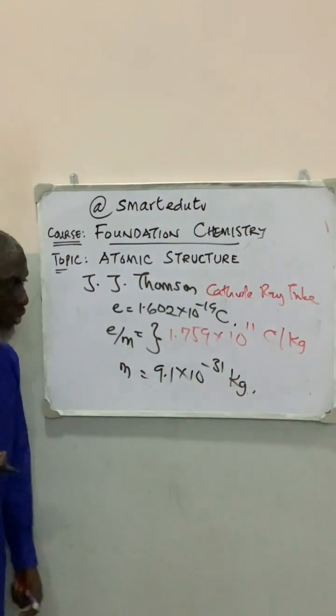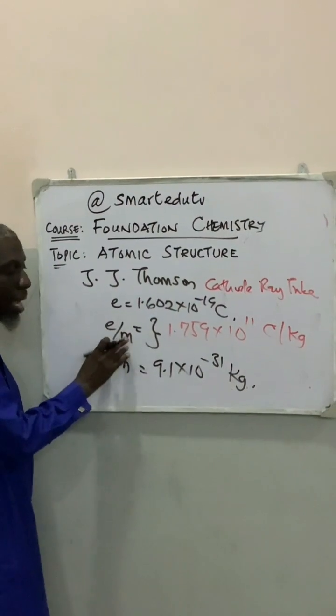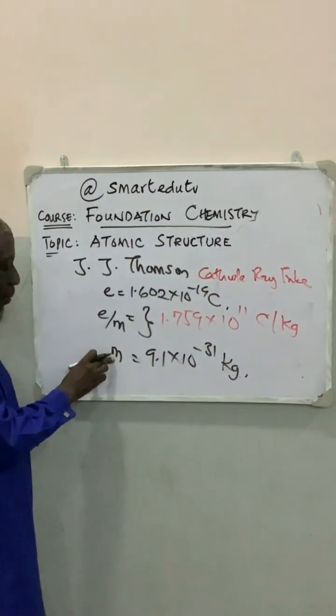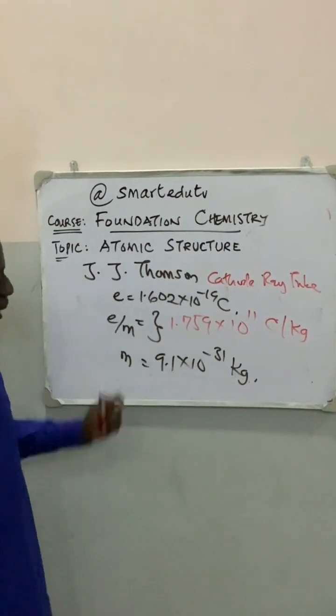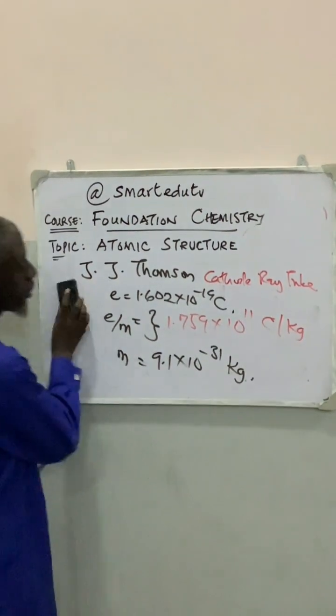So the second contribution of J.J. Thomson is the determination of charge to mass ratio of an electron, from where we can eventually find the mass of an electron. Lastly, the third contribution is what we call the Plum-Pudding model.